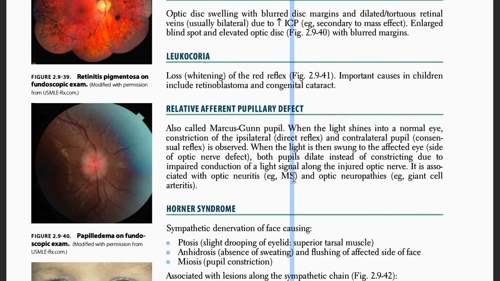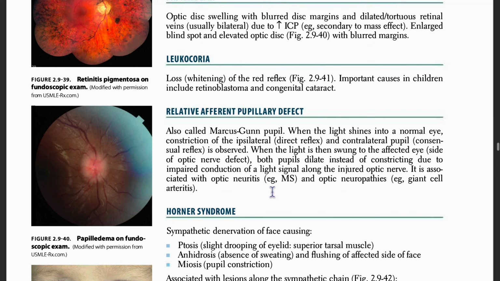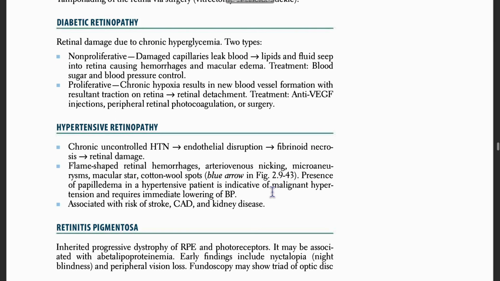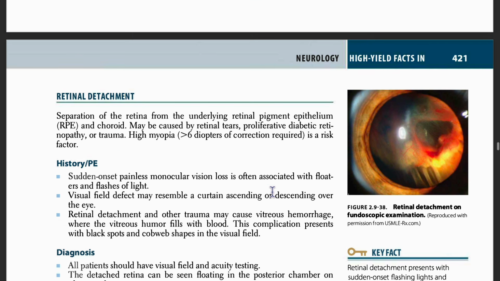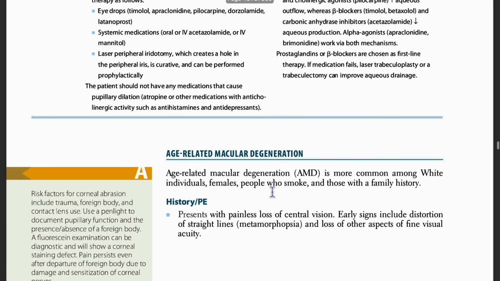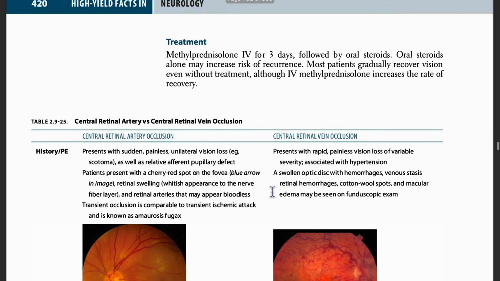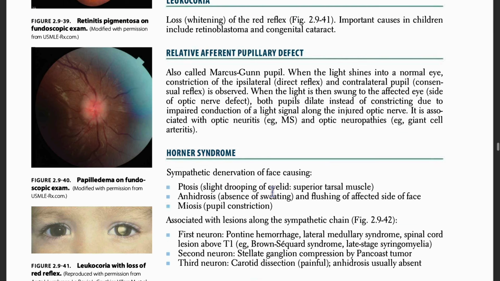Sorry, I think I said mitral stenosis up there. Multiple sclerosis and optic neuropathies, for example, giant cell arteritis. Okay, where did I say mitral? Oh, I think it was in uveitis or something like that. Whatever. Or neuritis, maybe.